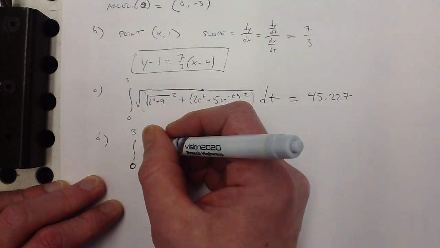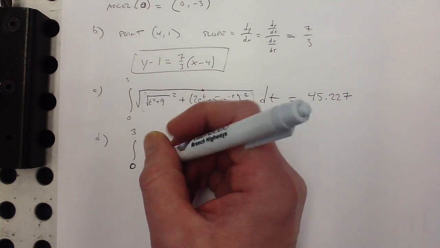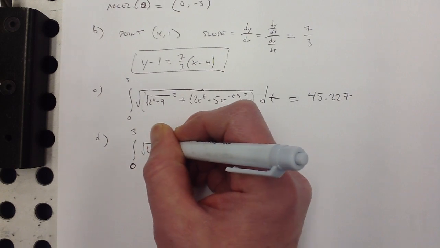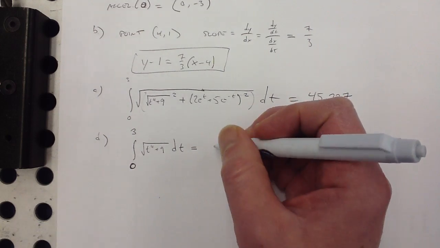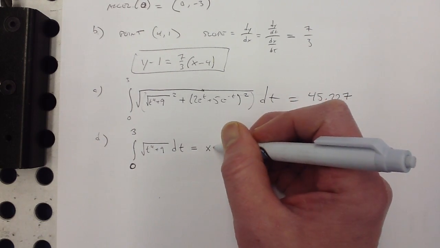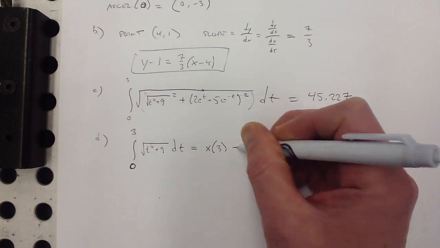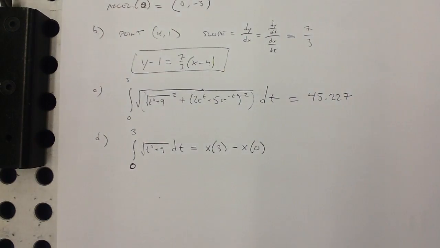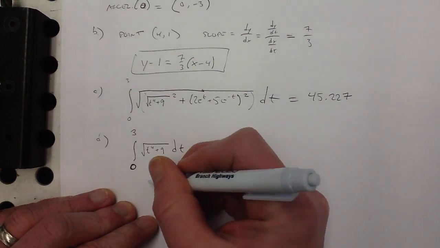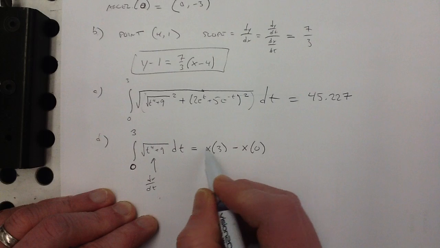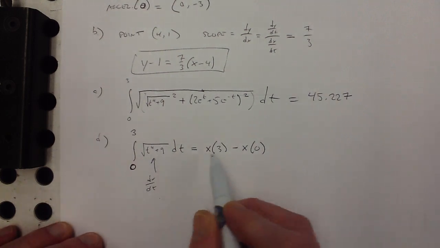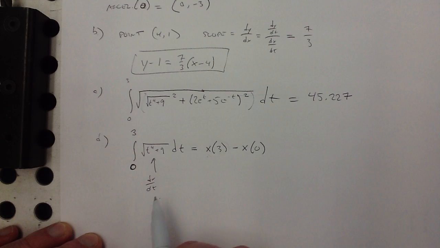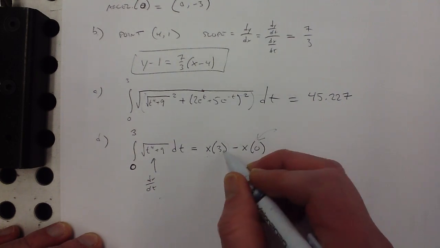So I'm going to have dx/dt, which is the square root of t to the 4th plus 9 dt. And that's equal to the x-coordinate at 3 minus the x-coordinate at 0. Right? Because this is dx/dt. The antiderivative would just be the x function, the x position. Right? That's the fundamental theorem of calculus. Antiderivative of this equals x of 3 minus x of 0. The good thing about this is I know this one, and I'm looking for that one.